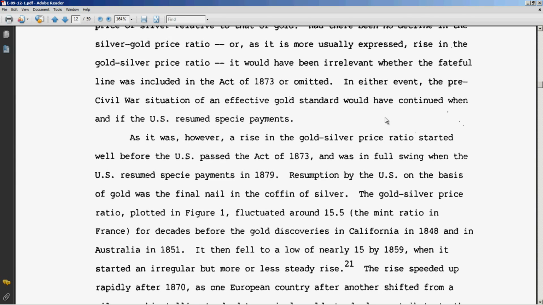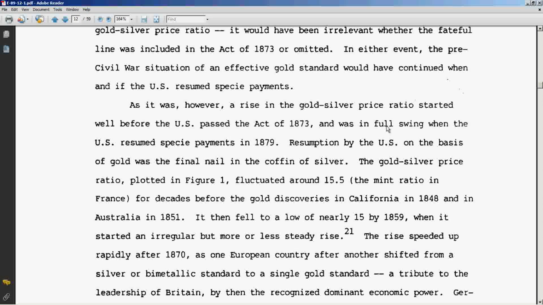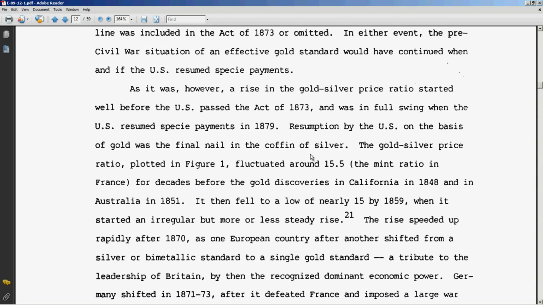So continuing, in either event, the pre-Civil War situation of an effective gold standard would have continued when and if the U.S. resumed specie payments. As it was, however, a rise in the gold-silver price ratio started well before the U.S. passed the Act of 1873 and was in full swing when the U.S. resumed specie payments in 1879. Resumption by the U.S. on the basis of gold was the final nail in the coffin of silver.